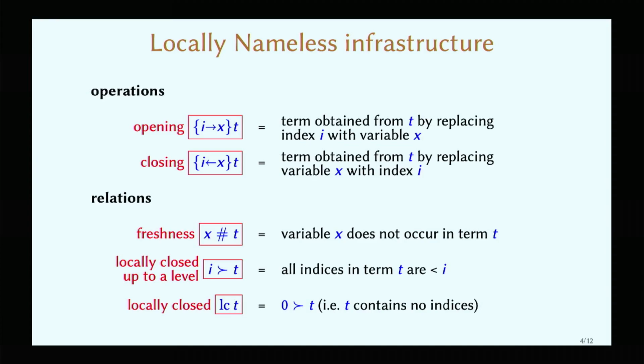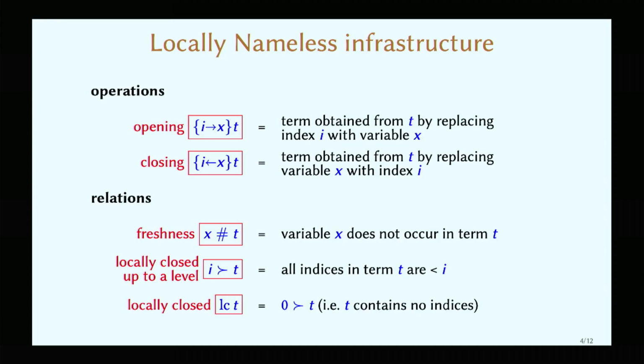Okay, so one operation on locally nameless terms on this kind of representation that you need is so-called opening. That's where you take an index and replace it by a variable. So I'll use this notation for opening the term by replacing index i by the variable x. And dually, we've got a closing operation where you replace variable x with index i. These operations come up all over the place when manipulating locally nameless terms.